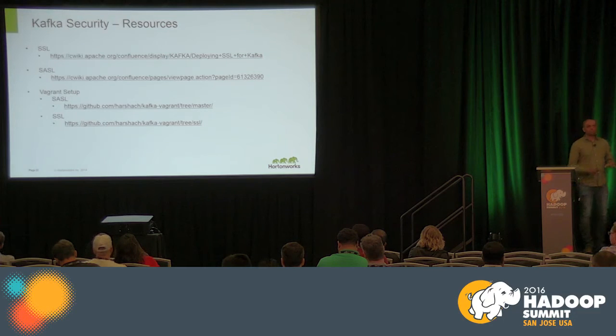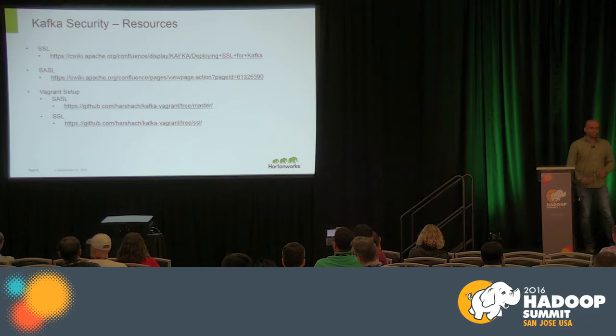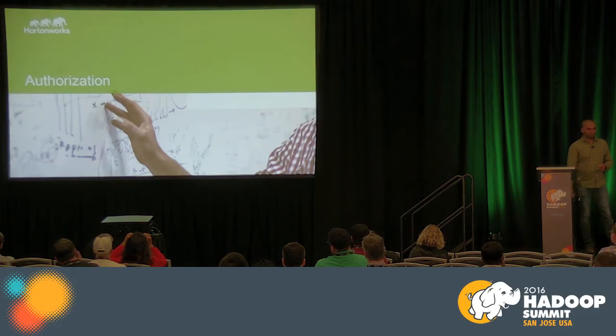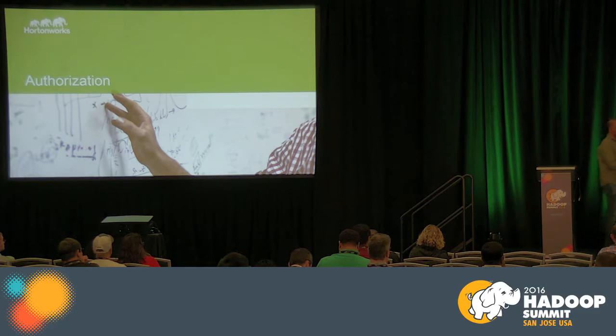So that's, in a nutshell, the network side of the point. So we have links here. You can go look at how to deploy SSL in a production cluster. We have Vagrant setups as well, so if you want to kick off a simple test, you can do so using that. So that's pretty much the networking part of it. Now we go into authorization.